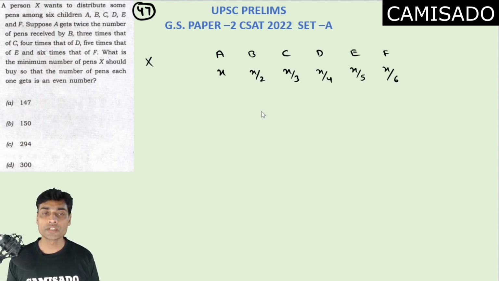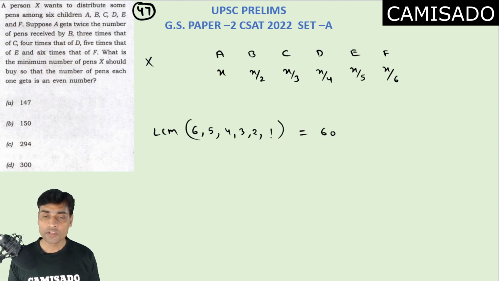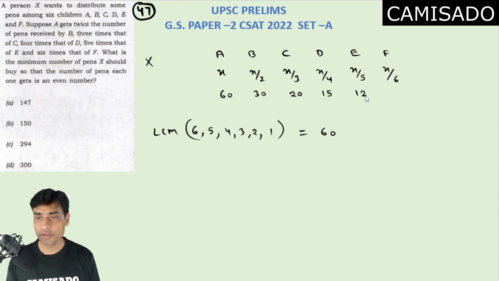In such questions, what we have to find is the minimum number of pens X should buy, so that the number of pens each one gets is an even number. In this scenario what we will do is, we will take the LCM of the denominators, basically 6, 5, 4, 3, 2, 1. Now LCM of all this comes out to be 60. When we put this value of X, basically 60 here, what you will get is 60, then 30, then 20, then 15, then 12 and then 10.